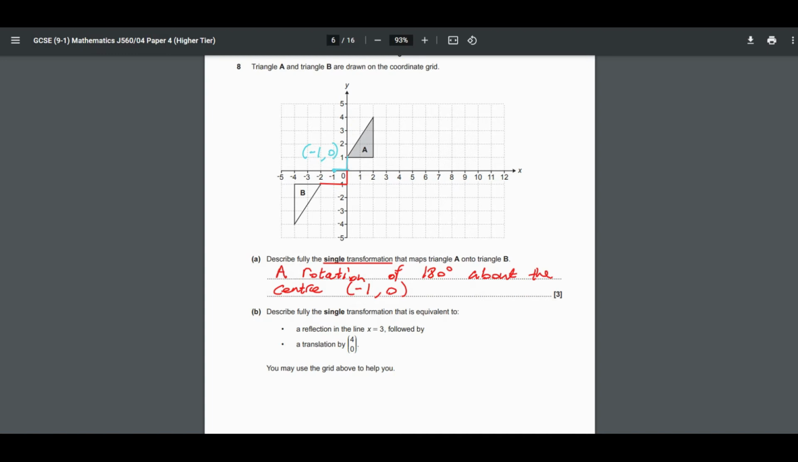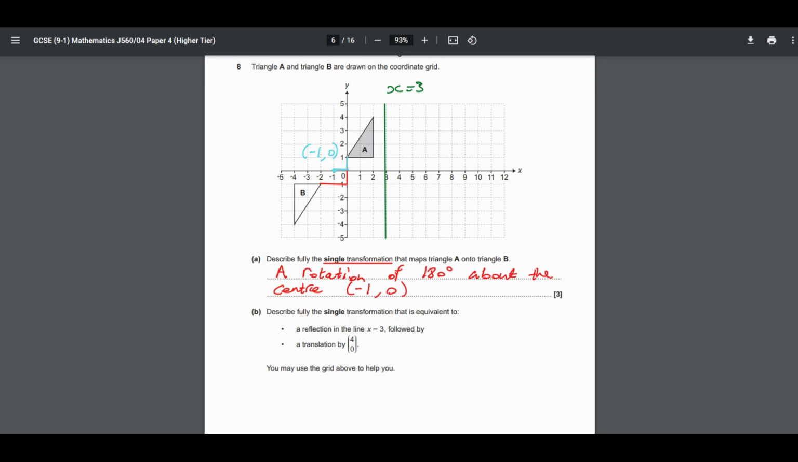Part B, describe fully the single transformation that is equivalent to a reflection in line x equals 3, followed by a translation by 4, 0. You may use the grid above to help you. So what I'll first do is draw the line x equals 3, like so. So it's basically a straight line that goes through the x-axis at 3.